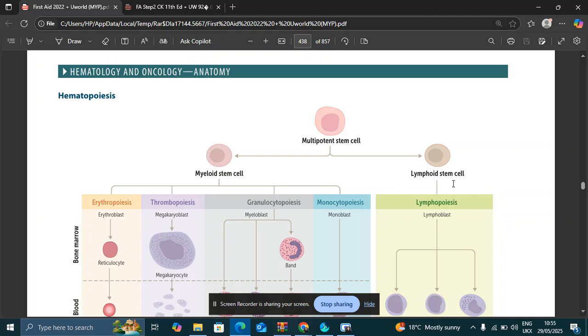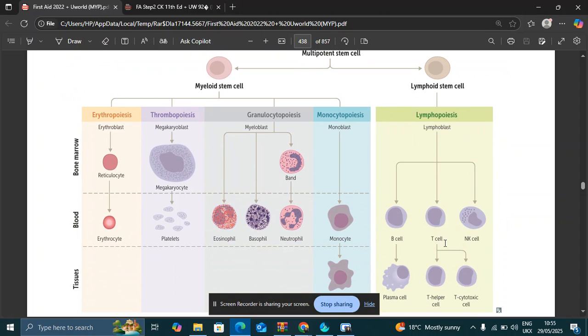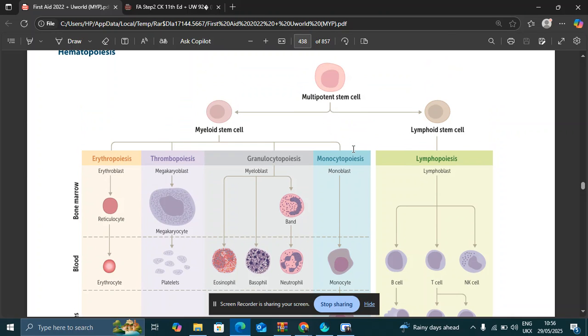From the name, it is very clear that the lymphoid stem cell will undergo lymphopoiesis and will produce lymphocytes. And the myeloid stem cell will undergo either erythropoiesis, thrombopoiesis, granulocytopoiesis, or monocytopoiesis. So the multipotent stem cell becomes a myeloid stem cell or a lymphoid stem cell.